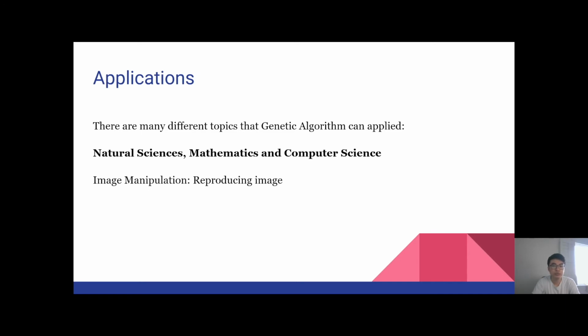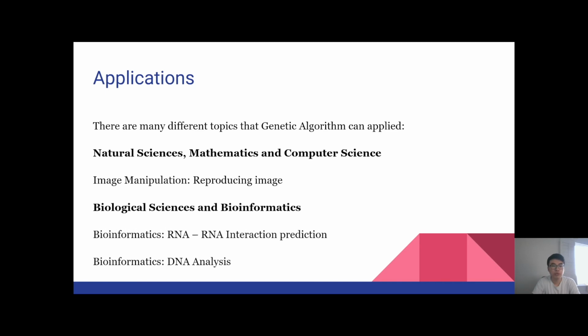There are several ways to do image manipulation. For example, image enhancement, which increases the quality of the image; segmentation; grayscaling, or lowering the image quality; and reproducing an image from a certain original image. The second topic that we will cover in this presentation is biological sciences and bioinformatics. For this one, I will cover RNA-RNA interaction prediction, whereas Justin will focus on DNA analysis applications.